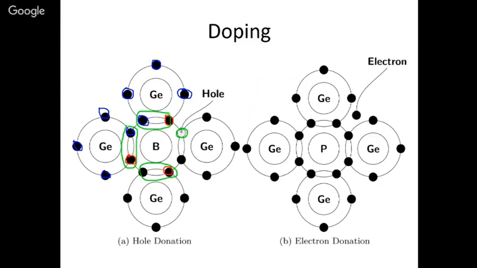From P, it becomes P plus. So we will see what is P plus, what is P minus, or what is P. That range also we'll see. Similarly, in case of phosphorus, it's a pentavalent element, so there is one extra electron. When you add phosphorus to it, automatically there are more electrons, so it becomes an N minus region. Okay, so this is clear.